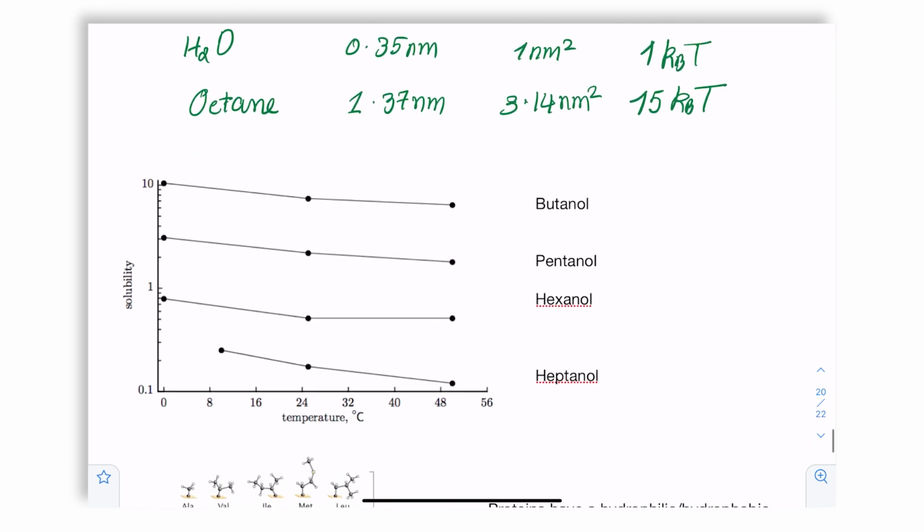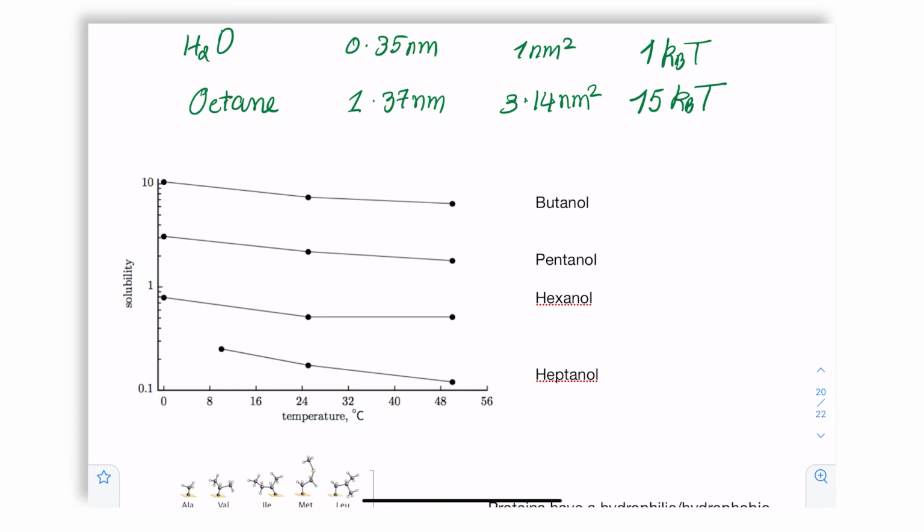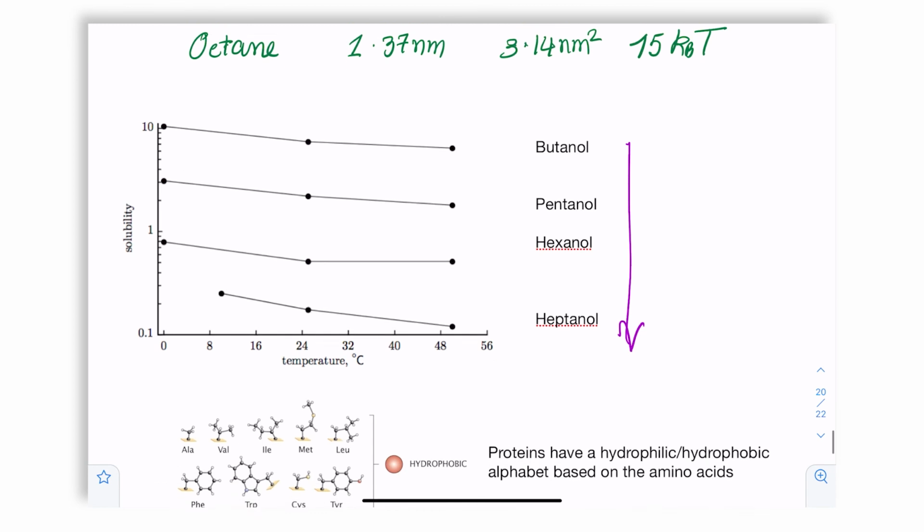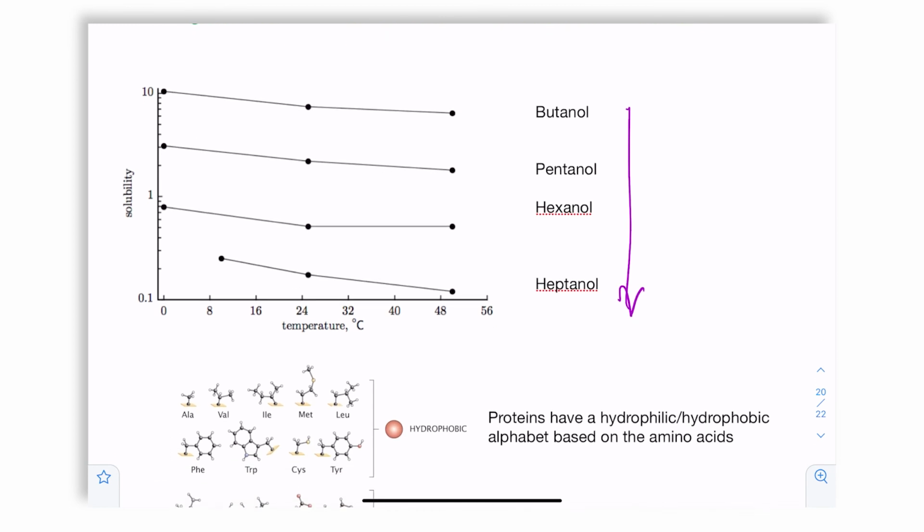And as the length of the carbon chain increases in this direction, butanol, pentanol, hexanol, heptanol, and octane, as I said earlier, and these are alcohols, of course, you notice that the solubility goes down and down and down. This is what the solubility is telling us, meaning the energy cost is so high that they're less and less likely to be dissolved. Ethanol is not on this, but it's somewhere on the higher side.